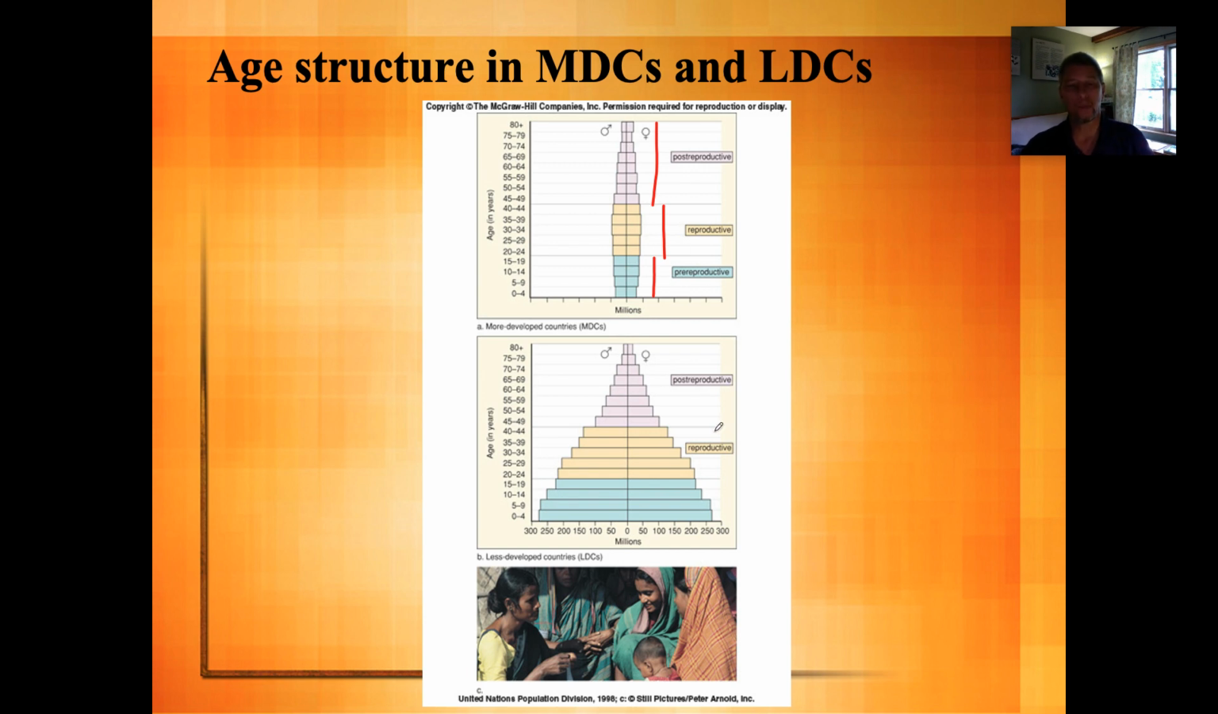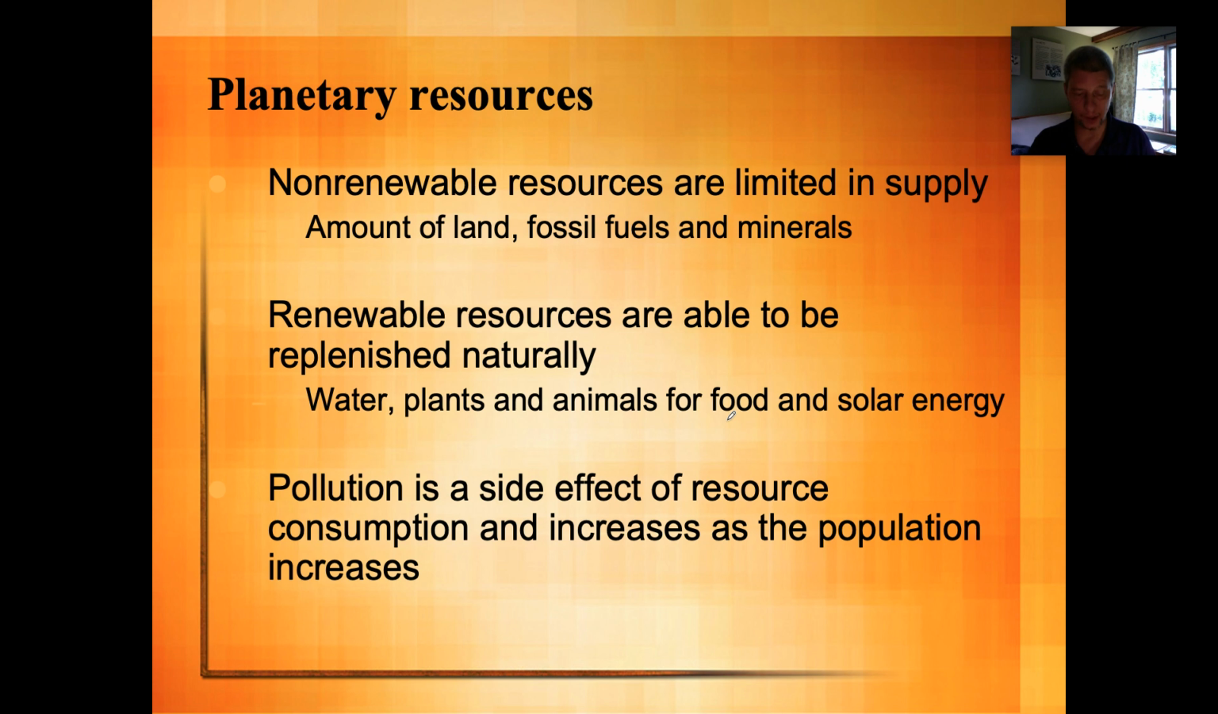Okay, if you compare that to some of the less developed countries, you can see gazillions of kids here. All right, a bunch of folks in their reproductive age, and then not so many. All right, why is this? The medical care is not as great. Death rates are higher. People don't live as long. All right, so you've got to consider this when you're talking about human population, because it does vary considerably between less and more developed countries.